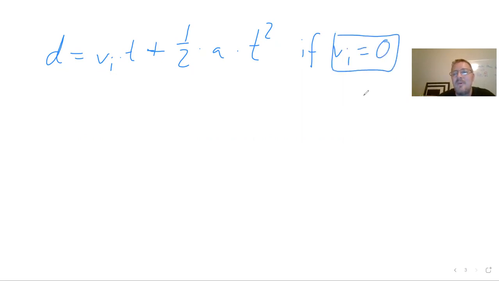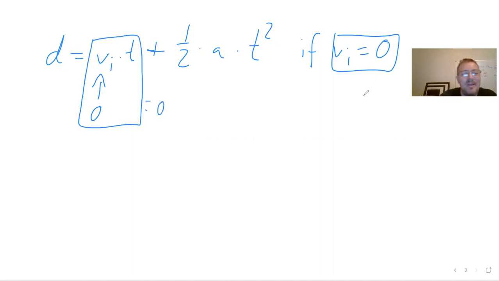Initial velocity is 0, because what happens if initial velocity is 0? This number is 0, and if you make 0 times any number, such as the time, then this whole term is going to be 0. That means we can just take it out. And that shortens our formula to distance equals 1/2 times a times t squared.